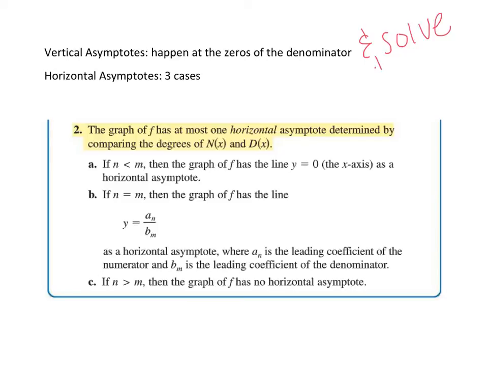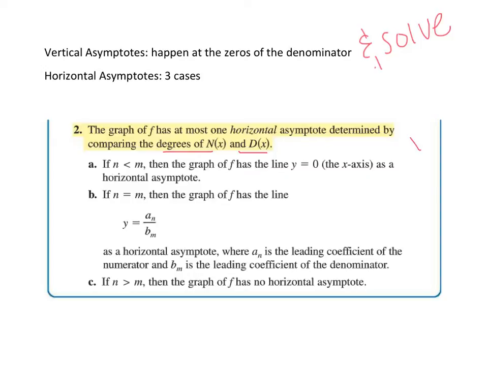Your horizontal asymptote, there are three cases it could fall in. Now your N and your M, look at this carefully. It's determined by the degrees of your N and your M. Your degree of the numerator, that's your N, and the degree of your denominator, that's your M. So if the degree on top is less than the degree on bottom, then the graph has a horizontal asymptote at y equals 0.